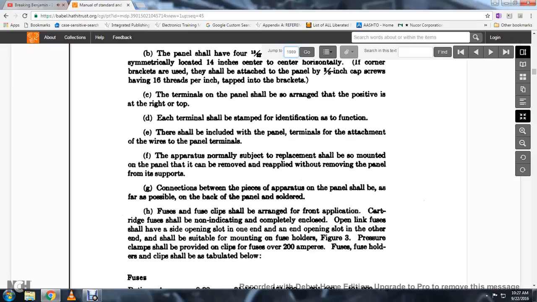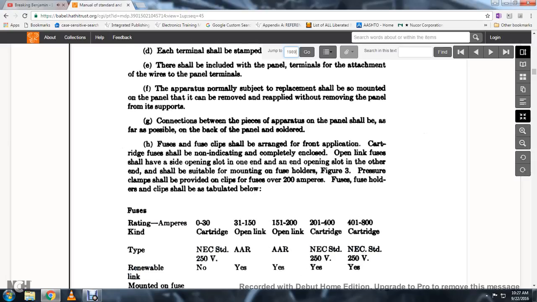Cartridge fuses shall be totally enclosed. Open link fuses shall have the side opening slot at one end on the end of the opening slot, and the other end shall be suitable for mounting on the fuse holders. Figure 3. Pressure clamps should be provided on the clips for fuses over 200 amperes. Fuses and fuse clips shall be tabulated below.